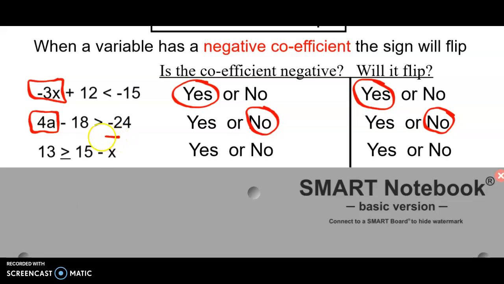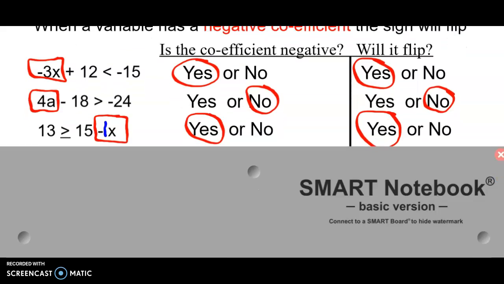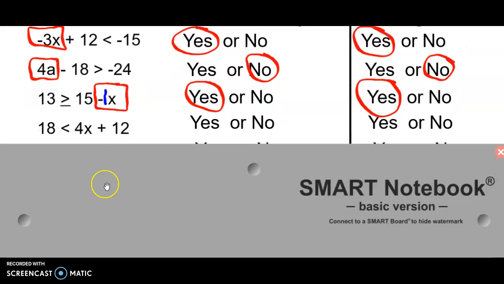I'm going to identify my coefficient variable. And as I look, I can see that it's a negative variable, so it does have a negative coefficient of 1. So the answer to this question is yes. And yes, it will flip. Next question. 18 less than 4x plus 12. Negative coefficient, will it flip?